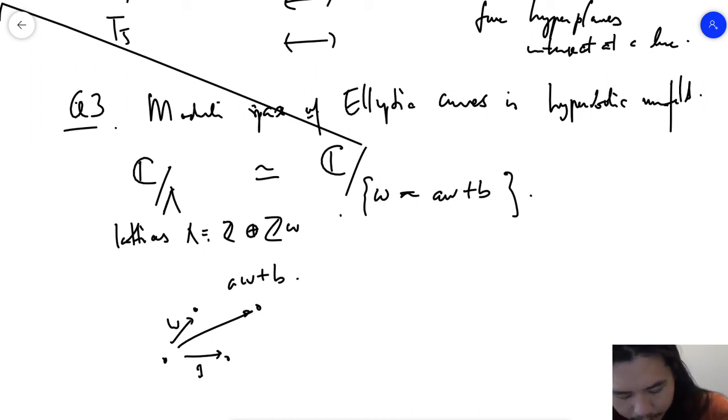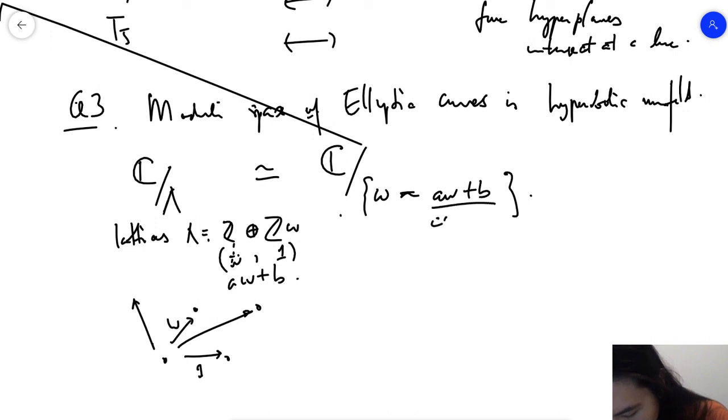Conversely, if we have another point, we can scale by w. For example, this is generated by 1 and w. If we conversely consider 1 over w and 1, this also generates the same lattice, but it's just smaller. So we don't really care. The equivalence here is not complete. We also need to consider this equivalence.